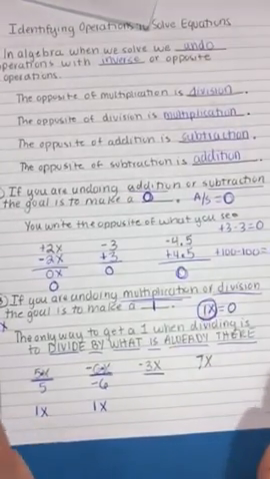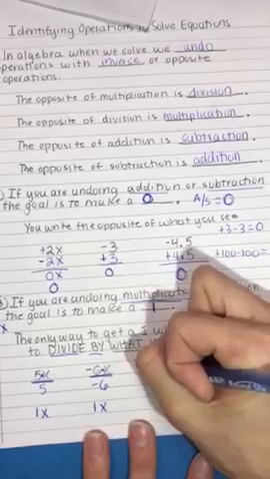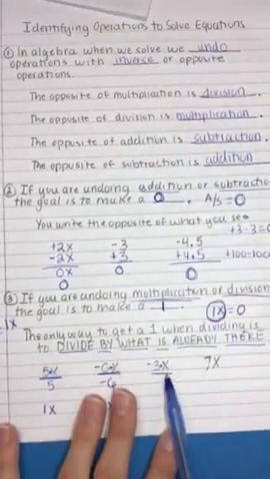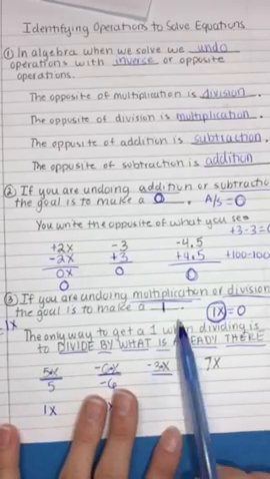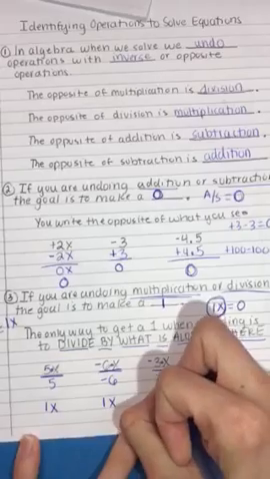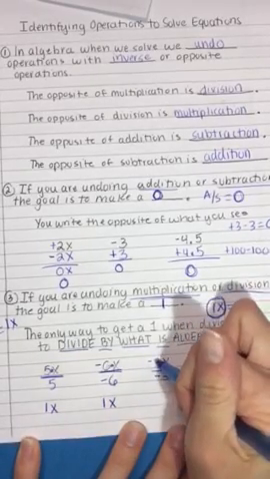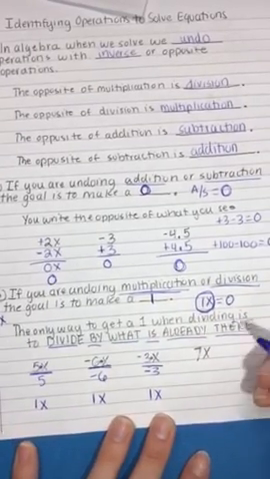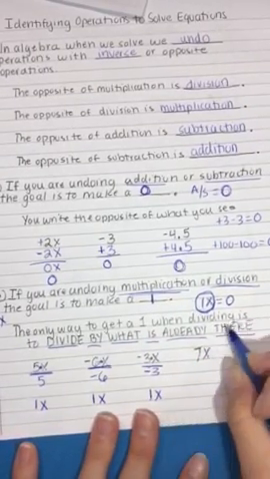Over here, negative 3 and x are smushed. That means it's multiplied. We undo multiplication with division. So what do I divide by to get a 1? If you said negative 3, you're correct, because a negative divided by a negative is positive, so we get positive 1x.